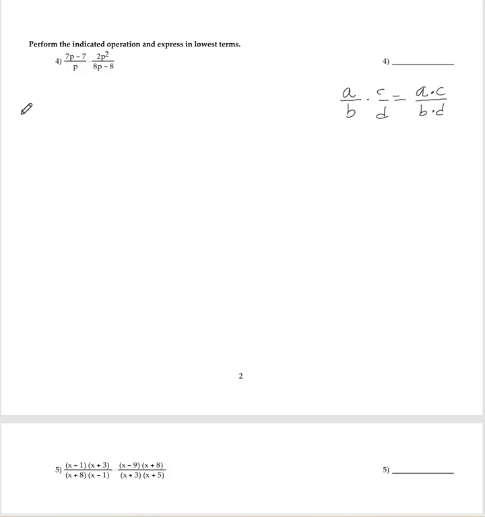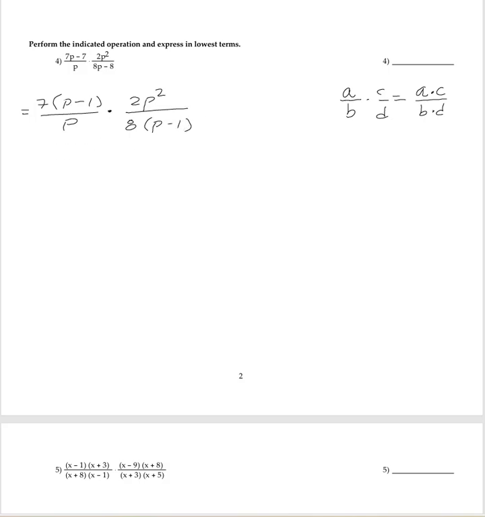When you look at the expression that they give us, that is 7p minus 7 over p times 2p squared over 8p minus 8, I find out immediately that 7p minus 7 has a common factor 7. So we factor 7 out and we get p minus 1 here. Below we have the p, which stays like that. Now in the numerator of the second expression we have 2p squared, which stays like that. And then when I look at 8p minus 8, I realize that there is a common factor 8. I will factor the 8 out, so I have 8 times p minus 1.